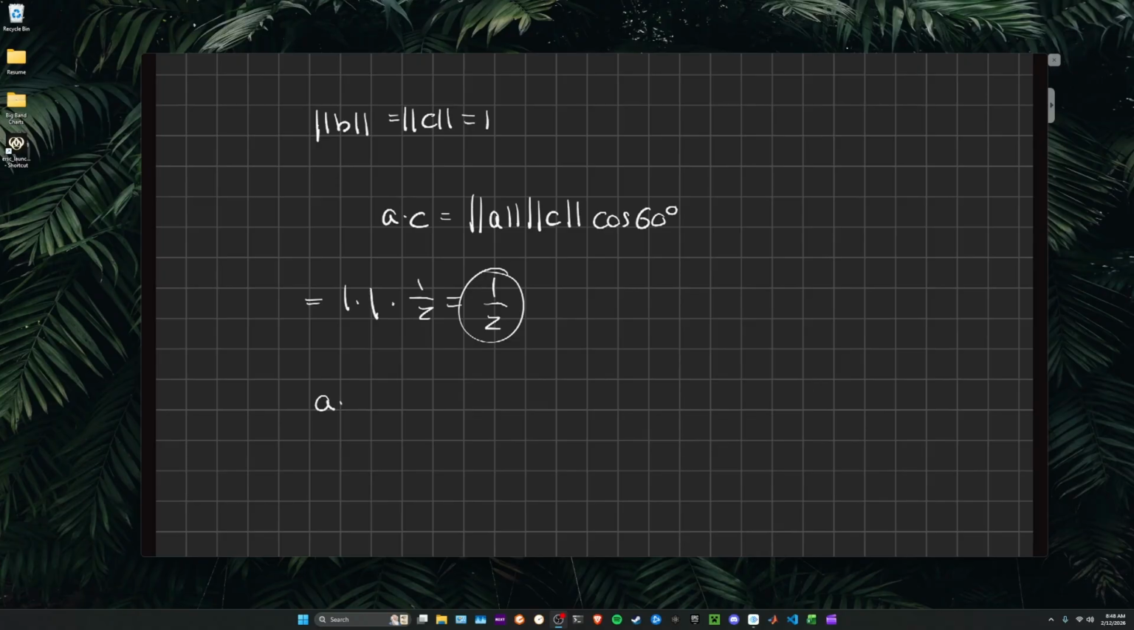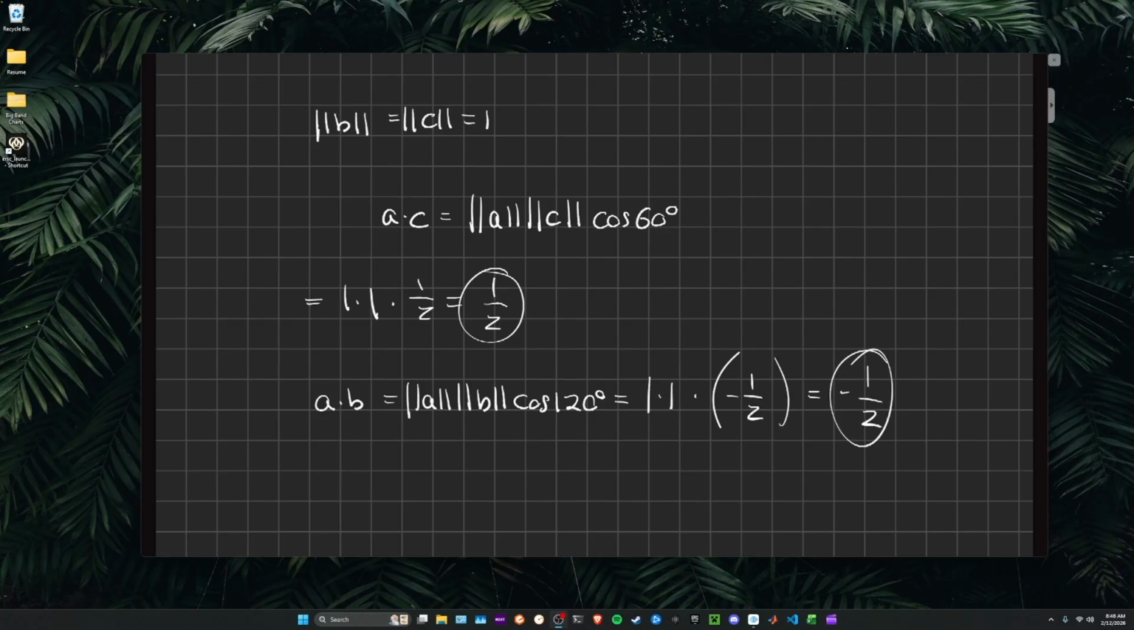And the dot product between A and B, similarly, is norm of A, norm of B, cosine of 120 degrees. So this would be 1 times 1. And on the unit circle, 120 just rotates us to 1/2, but negative 1/2. So we just have negative 1/2.